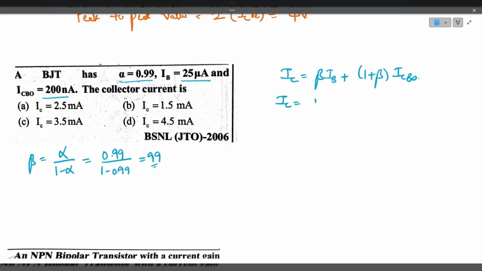Substitute the value here, 99. The base current is 25 microamperes, plus 1 plus beta is 100, ICBO is 200 nanoamperes. So the collector current IC will be approximately equal to, closer to, 2.5 milliamps. So the answer is option A.